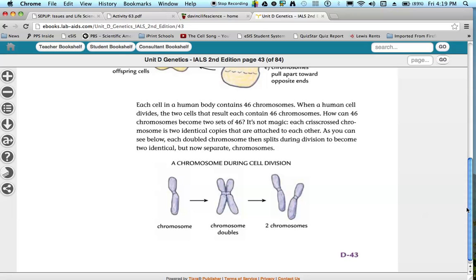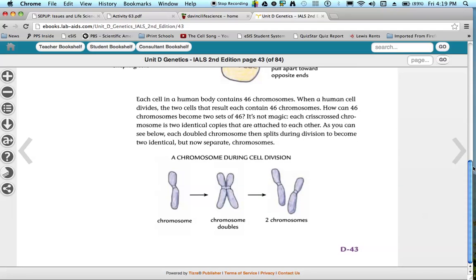As you can see below, each doubled chromosome then splits during division to become two identical but now separate chromosomes. So this would be a chromosome. Then it doubles itself to make the X that we may know of before. And then there are the two separate chromosomes when they split off.